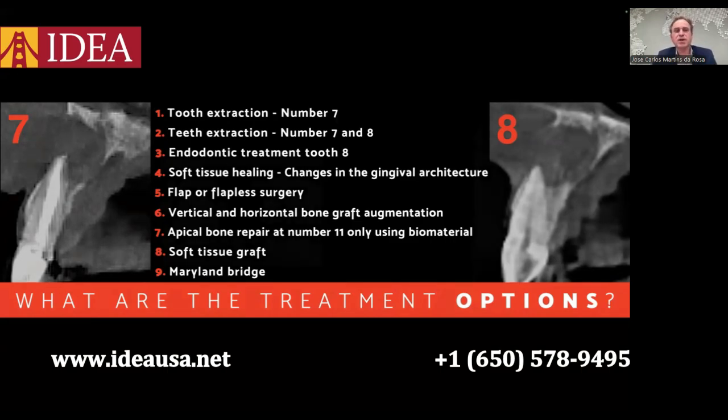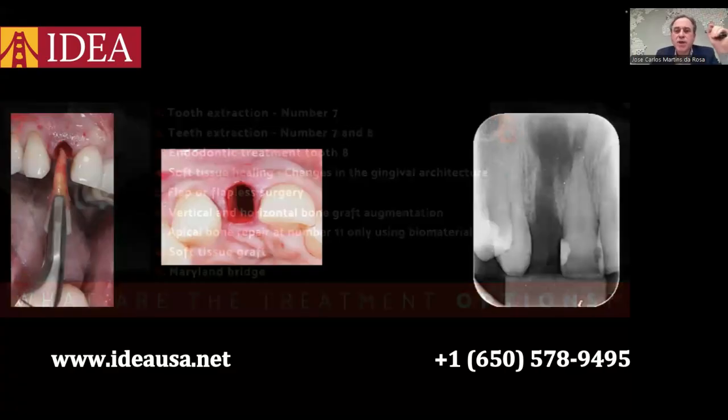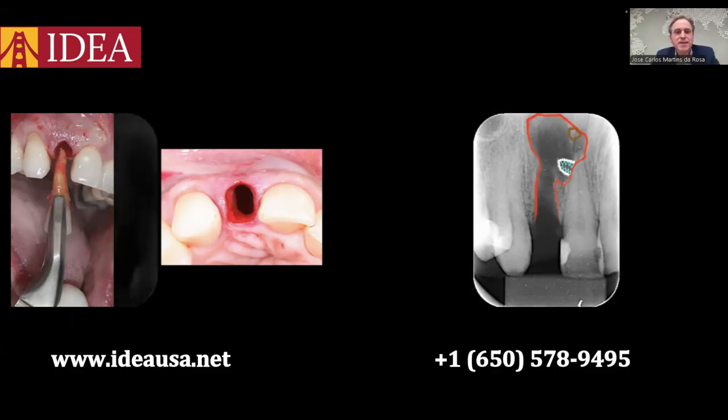No. What we did, we performed the tooth extraction. We removed all this granulation tissue and the apical part of number 7 and number 8 as well, using very smart serrated curettes in order to reach the apical part of this huge defect. So this is the size of the defect. It seems that we have a huge ghost just laughing at us.